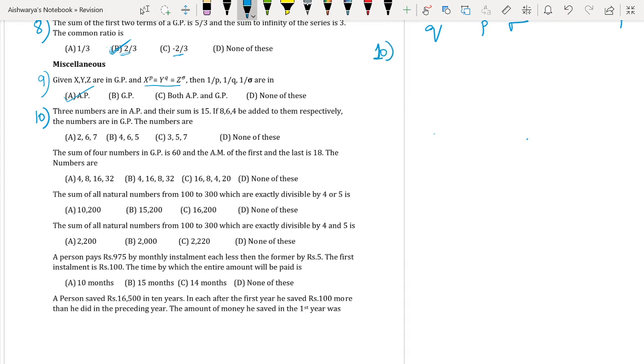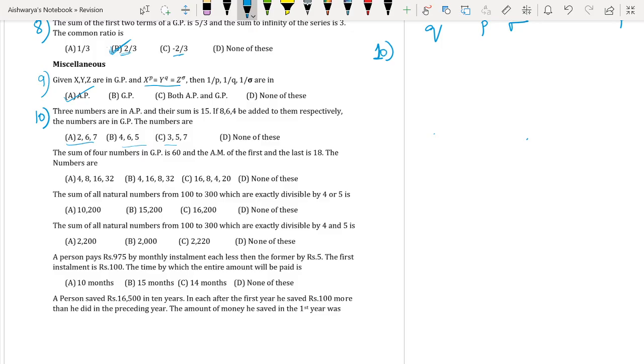3 numbers are in AP and their sum is 15. If 8, 6, 4 be added to them respectively, the numbers are in GP. The numbers are... So what you should do is just check the options. 3 numbers are in AP.